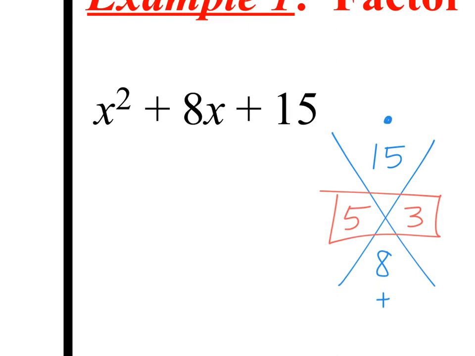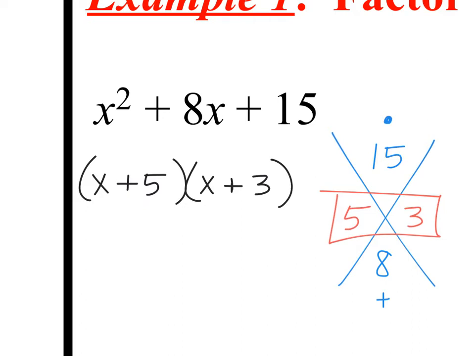It goes in 2 parentheses, like this, and we're breaking up this polynomial. We're going to write our answer as x plus 5, x plus 3. You should not ask me today if you are correct. You should know if you're correct. What could I do to check my answer?